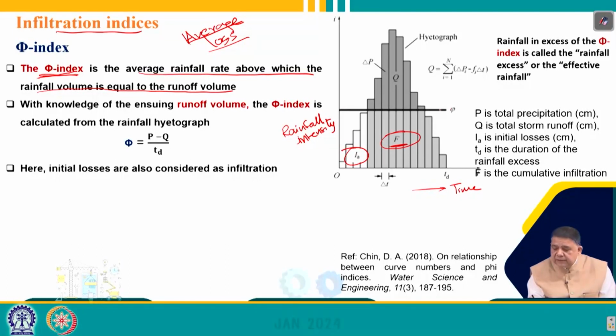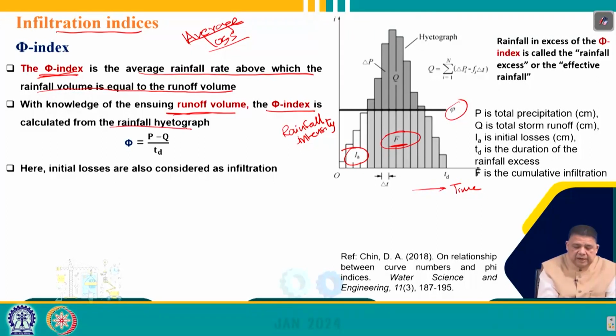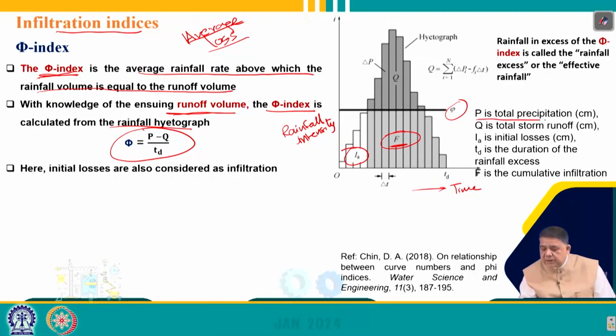If we draw a line of phi index representing the average losses over the basin, then whatever area under the hydrograph is above the phi index line represents the runoff volume. That is how we can find the total runoff volume. If we measure the total runoff volume, the phi index can be calculated from the rainfall hydrograph as phi equals (P minus Q) by TD, where P is the total precipitation, Q is the total storm runoff, and TD is the duration of the rainfall excess.